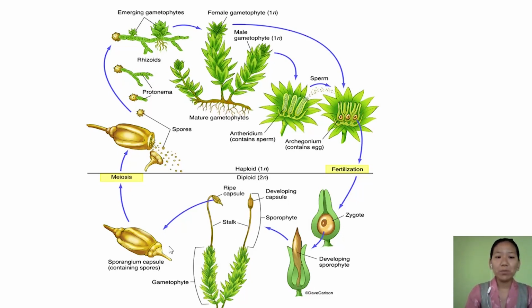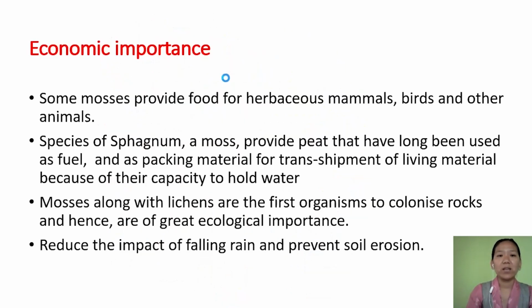In the capsule, some of the cells undergo meiosis, and this meiosis results in the formation of spores. So diploid cells undergo meiosis to produce haploid spores, and haploid spores germinate to produce haploid gametophyte. So this is the life cycle in the case of moss. Now talking about the economic importance of these bryophytes.